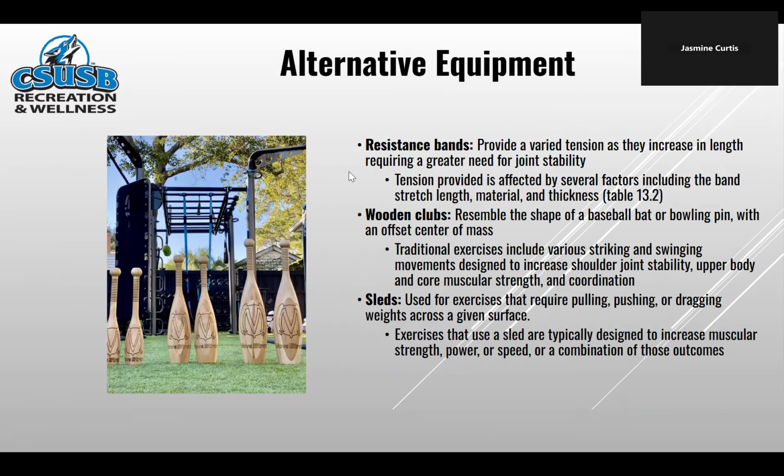Moving on, we do have the clubs here. We have resistance bands, so that's also another type of alternative equipment. Tension is provided by several factors, usually band thickness. Then wooden clubs, also plastic clubs, metal clubs. They resemble the shape of a baseball bat or bowling pin, and it's traditional. They come from traditional exercises.